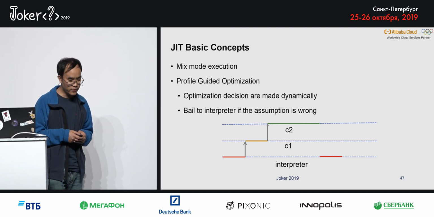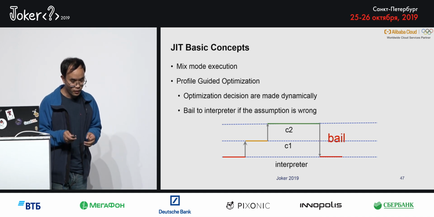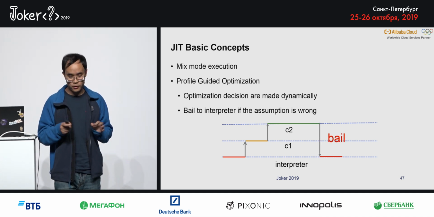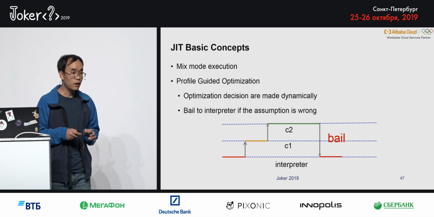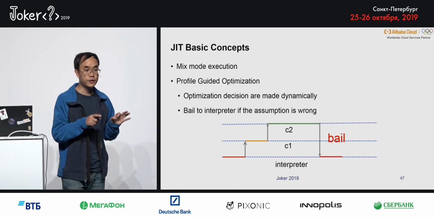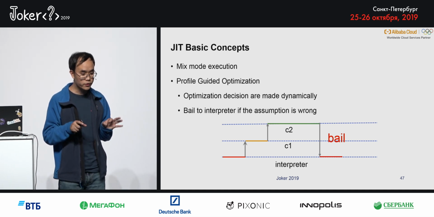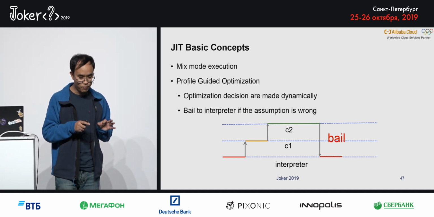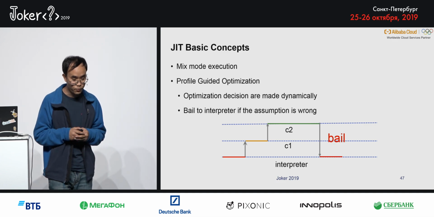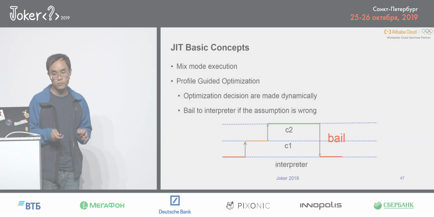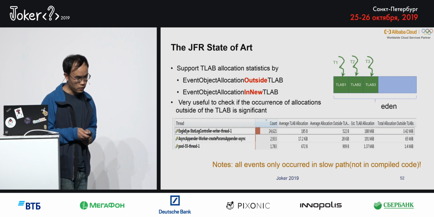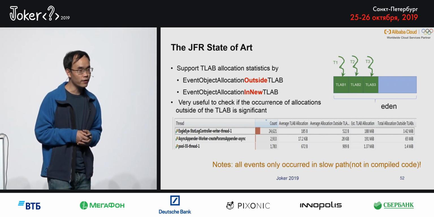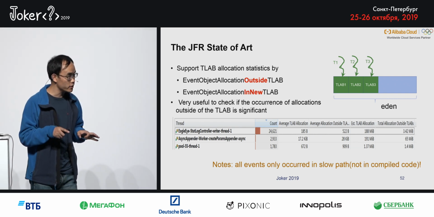The challenge here is, if something changes, for example, if the speculation fails, the JVM must bail back to the interpreter. It's very slow. We talked about how de-optimization is costly.